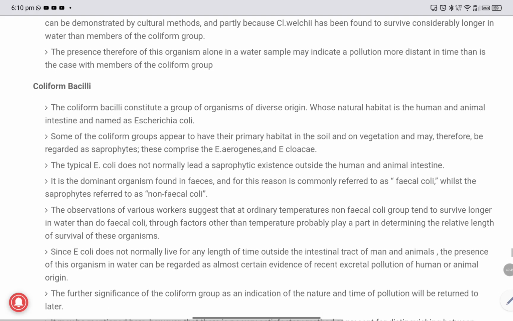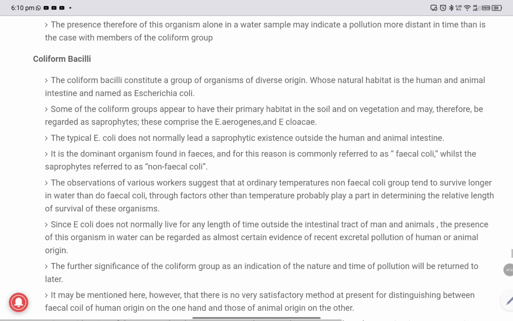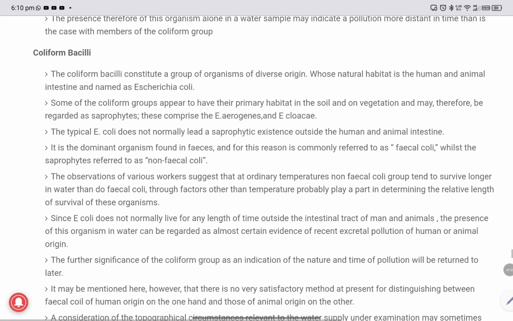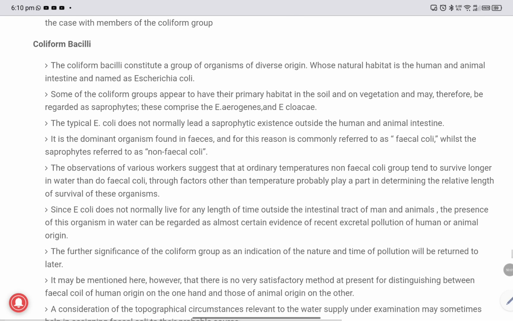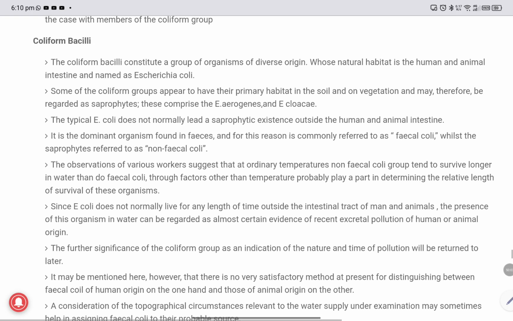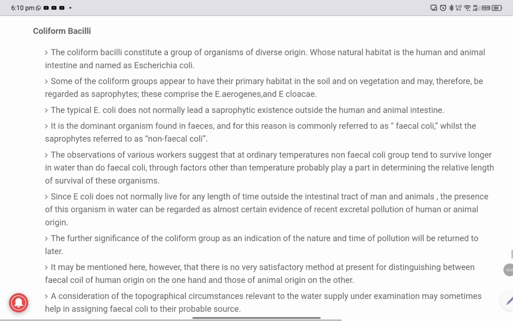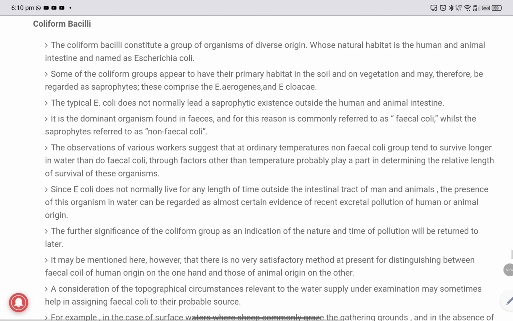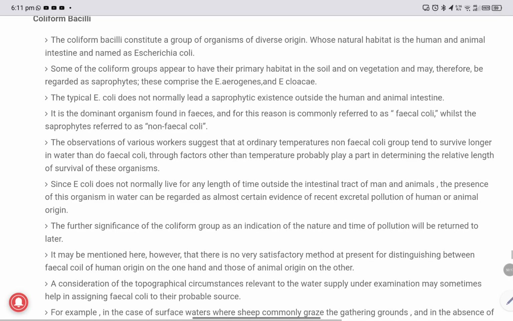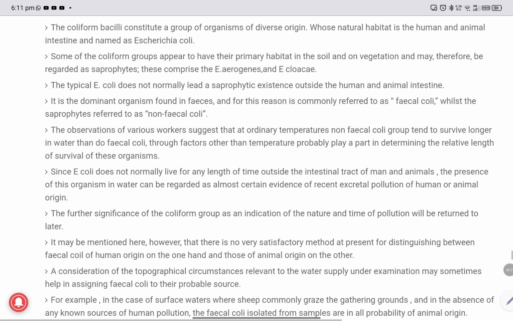Coliform bacilli. The coliforms basically constitute a group of organisms of diverse origin, though the natural habitat is the human and animal intestine, and named as Escherichia coli. Some of the coliform group appear to have their primary habitat in the soil and on vegetation, and may therefore be regarded as saprophytes. These comprise the aerogenes and cloacae.